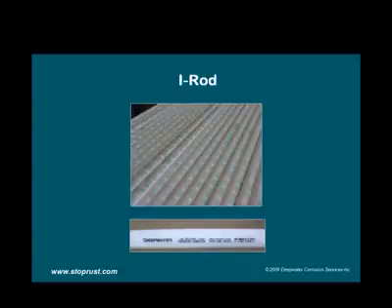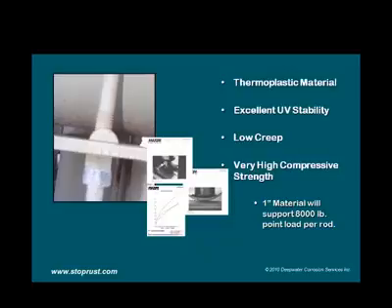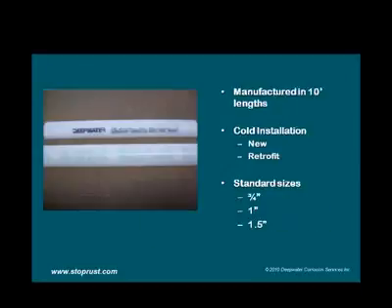To enable that to happen, Deepwater Corrosion has manufactured a product called iRod. We've been manufacturing it for over 20 years. It's a thermoplastic material with excellent UV stability and very low creep, meaning that with the weight of the pipe it doesn't compress down. We call that creep. It has a very high compressive strength. 1-inch material will support an 8,000-pound point load per rod.